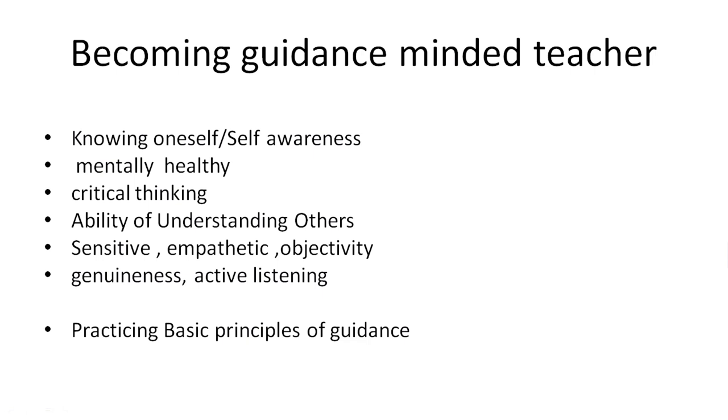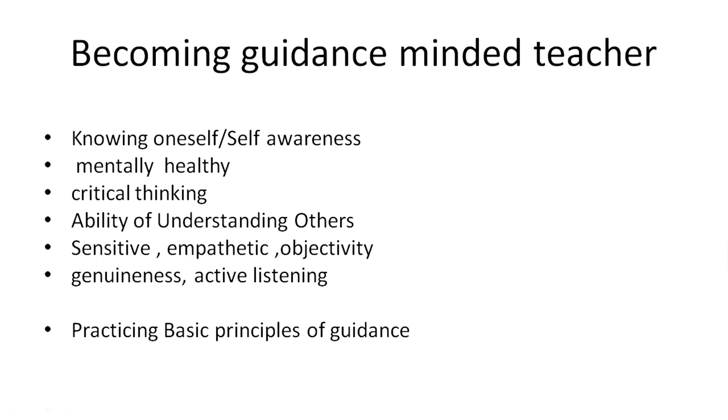Then the ability of critical thinking also has to be there. In many places, critical thinking means inclusiveness. There are different kinds and different levels of students in our classroom. So we need to have the ability of including all the children, whether physically challenged, mentally challenged, from different socioeconomic backgrounds, different religions, different castes. We need to have the ability of critically thinking and including all those in our teaching and learning process.